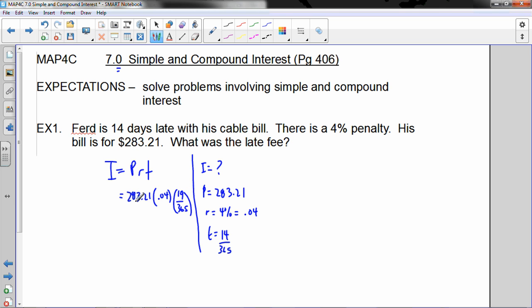Straightforward calculator work. I just can multiply and then divide by, that's 14, not 19 there, folks. Multiply that times that times that, divide by 365, all in one line, and I ended up with 43.043. So what does that mean? Ferd's late fee was 43 cents, right?